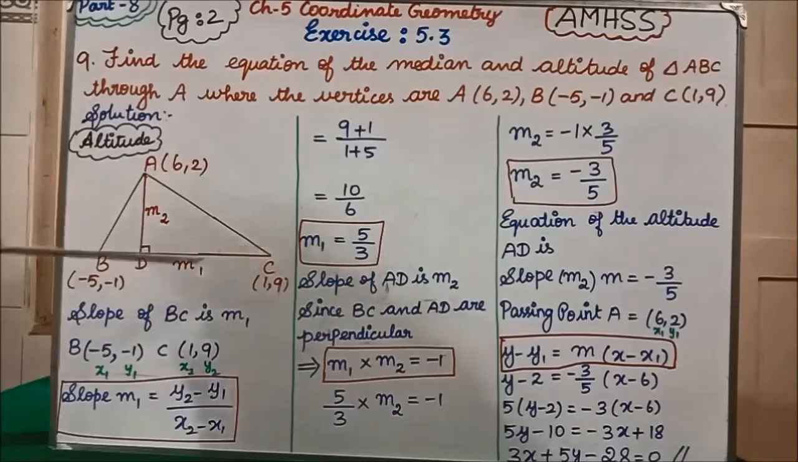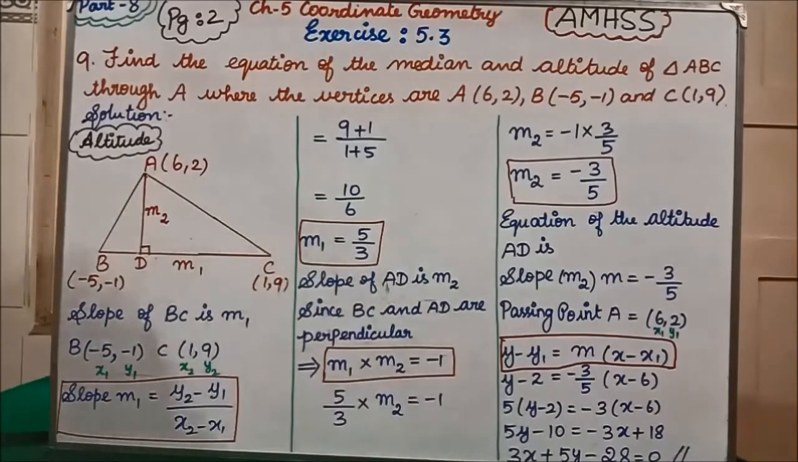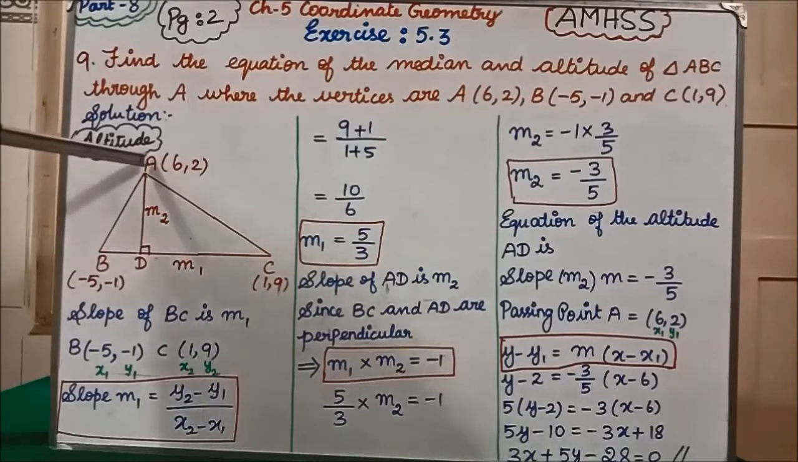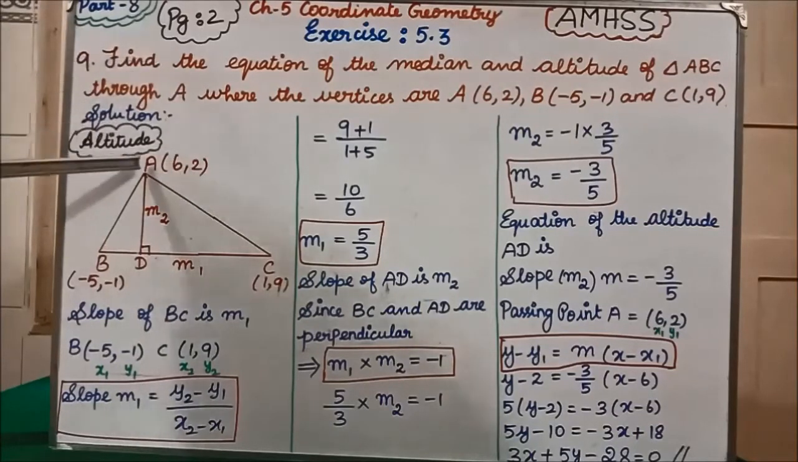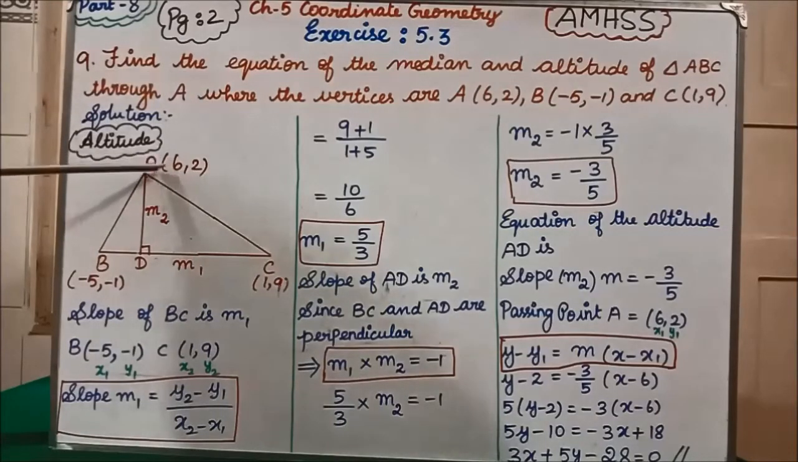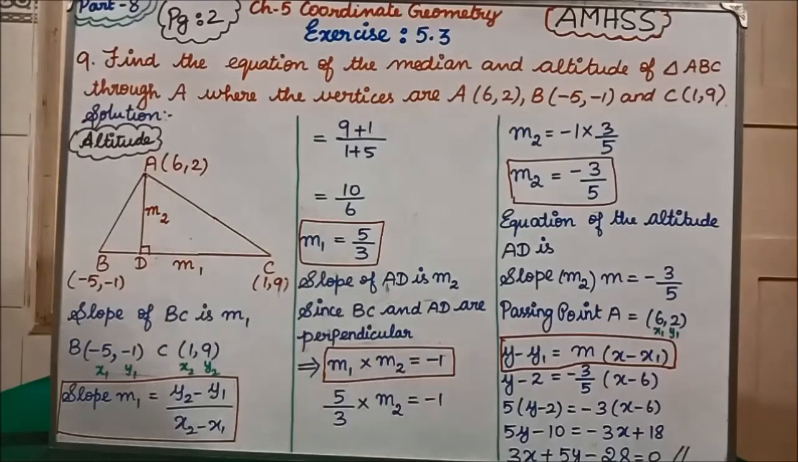Altitude means perpendicular. Clear? So BC we are taking as slope m1, and AD is the slope m2. Why are we drawing the altitude from A? Because in the question they have given through A, so we are drawing the altitude through the vertex A. Suppose in the question they ask through the vertex B, then you have to draw from B. Clear students? Now shall we start?